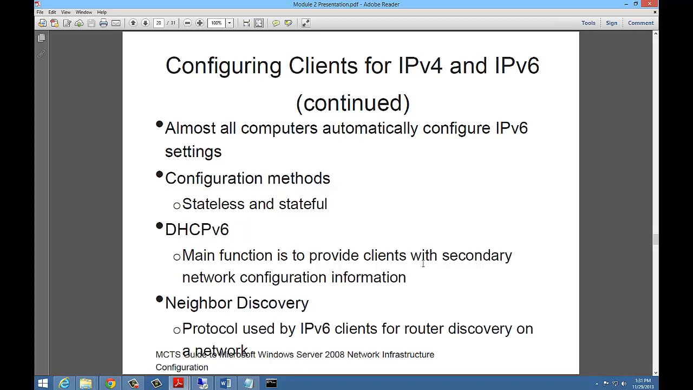Neighbor discovery protocol is used by IP6 for router discovery. Well, in version 4, there were several different ways a router would discover other neighbor routers, and they were various different discovery protocols. Well, version 6 has that built into it, which gives it a little bit of a leg up, so it can automatically discover all the different neighbors around it.